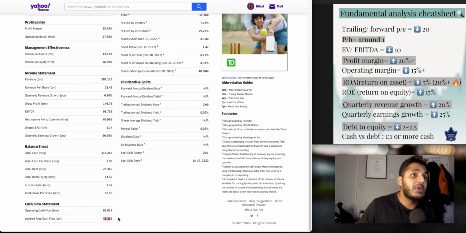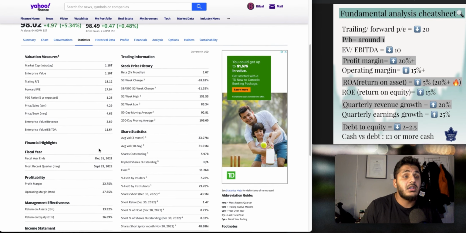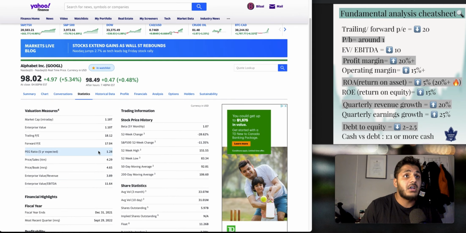Okay, and operating cash flow, if this was a negative number, that means they're operating at a loss, but because it's a positive number, they're operating at a profit. Now that's a quick way of doing a fundamental analysis on the stock.